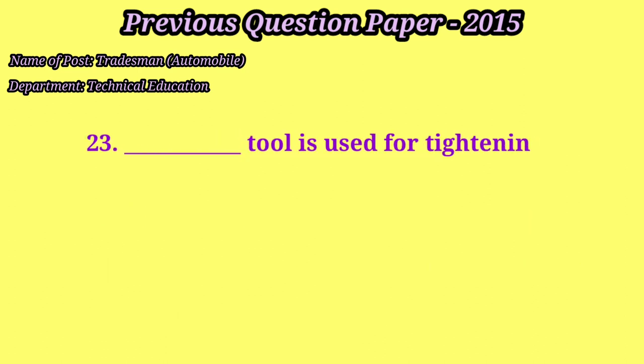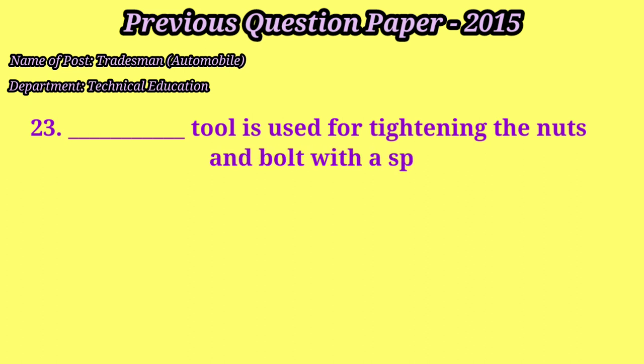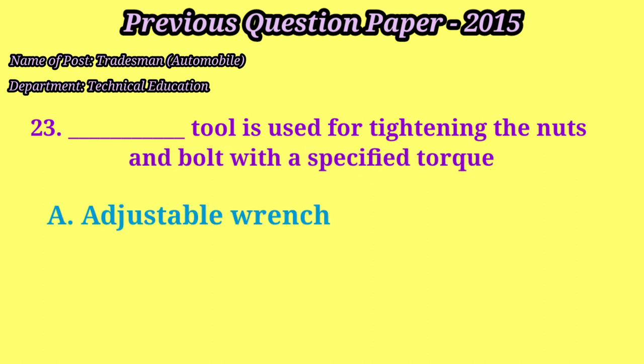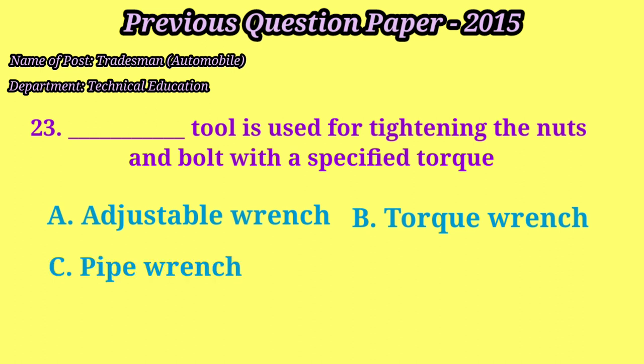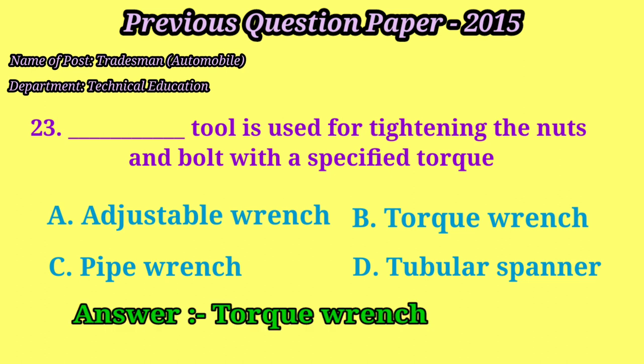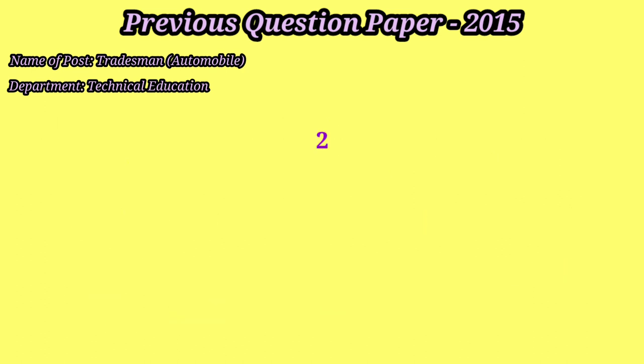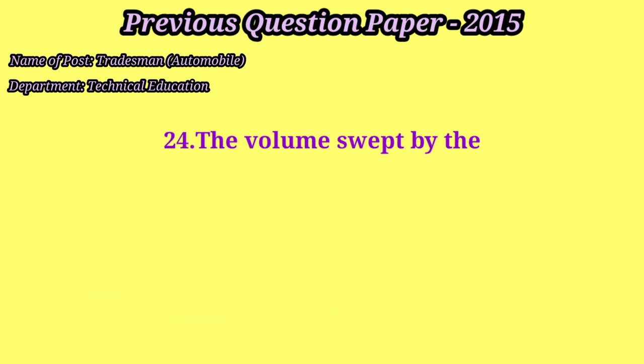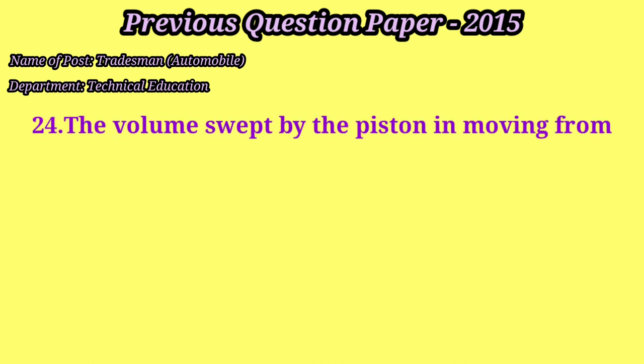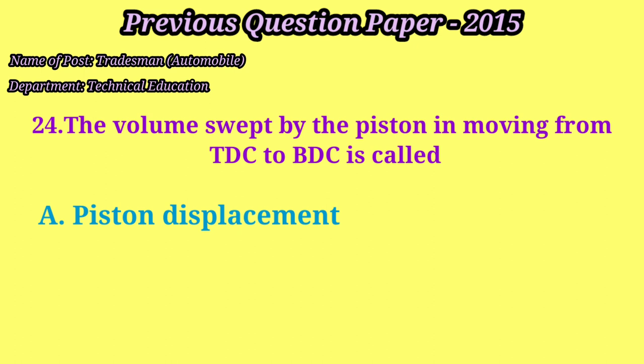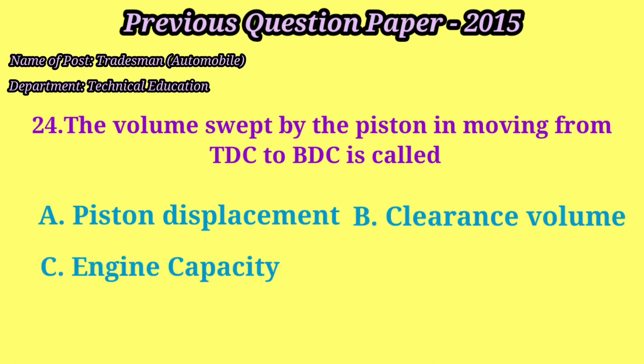23. Which tool is used for tightening the nuts and bolts with a specified torque? A. Adjustable wrench. B. Torque wrench. C. Pipe wrench. D. Tubular spanner. Answer: Torque wrench. 24. The volume swept by the piston in moving from TDC to BDC is called A. Piston displacement. B. Clearance volume. C. Engine capacity. D. Total volume.